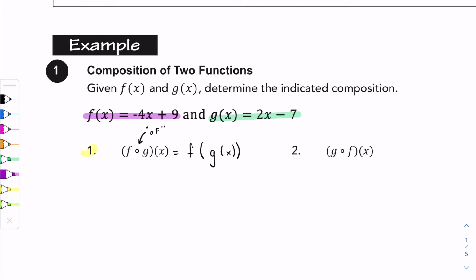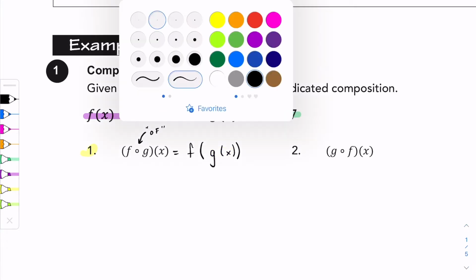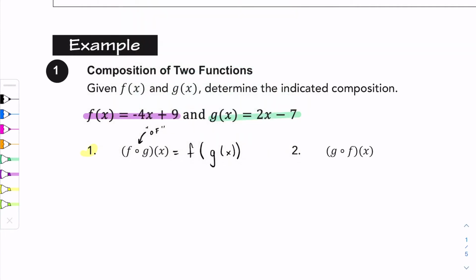Again, generally you would have a number right here, like the example above, where I used the number 2. But instead of inputting a number, this time we're going to input an entire function. We are going to input the function g of x, which is 2x minus 7. That tells us that we're evaluating the function f at 2x minus 7.